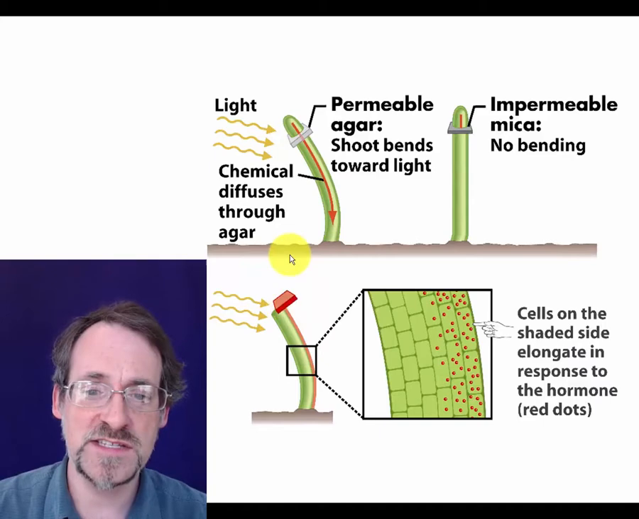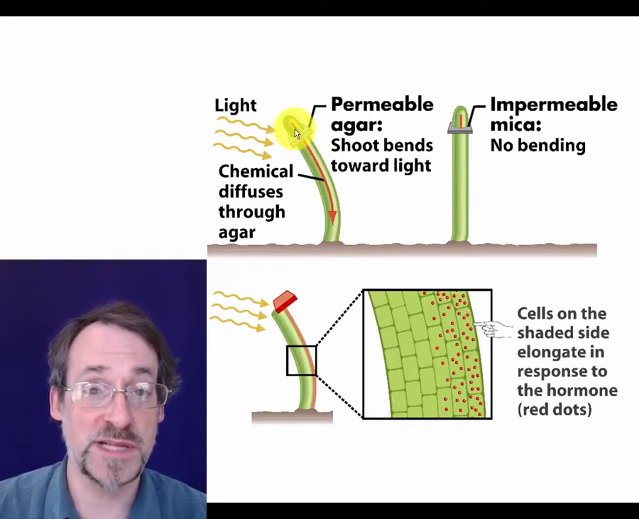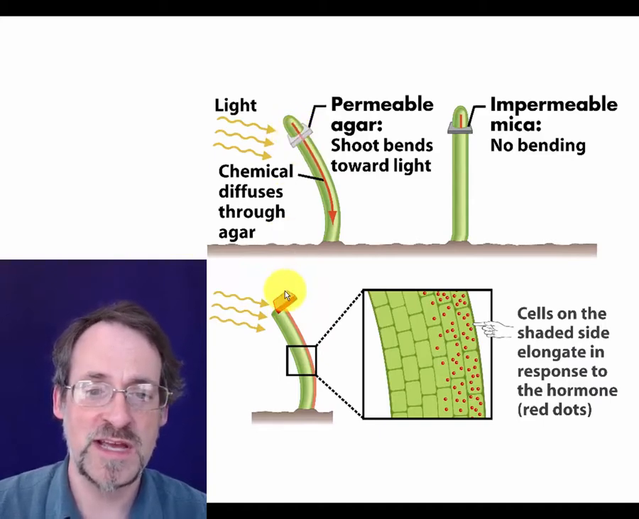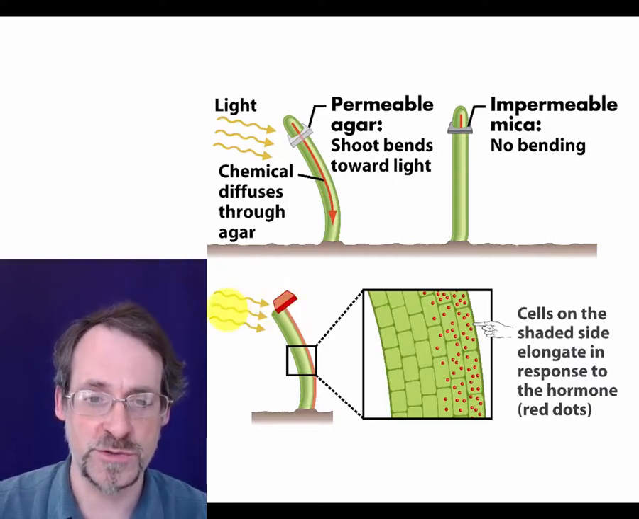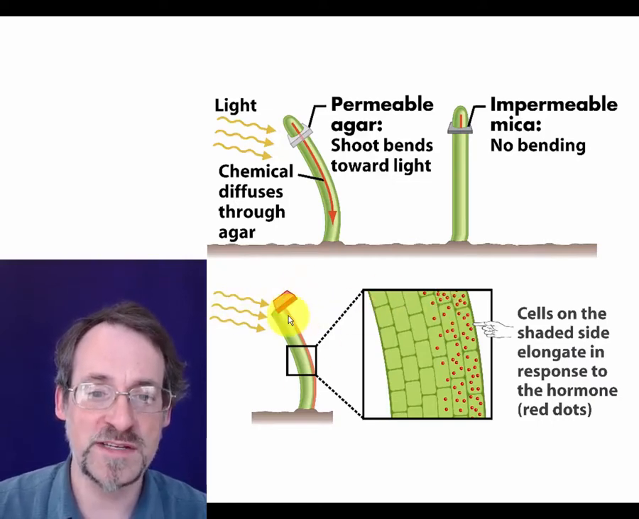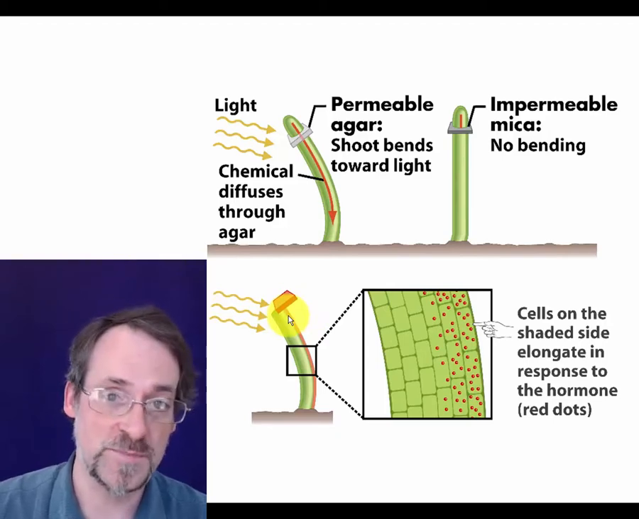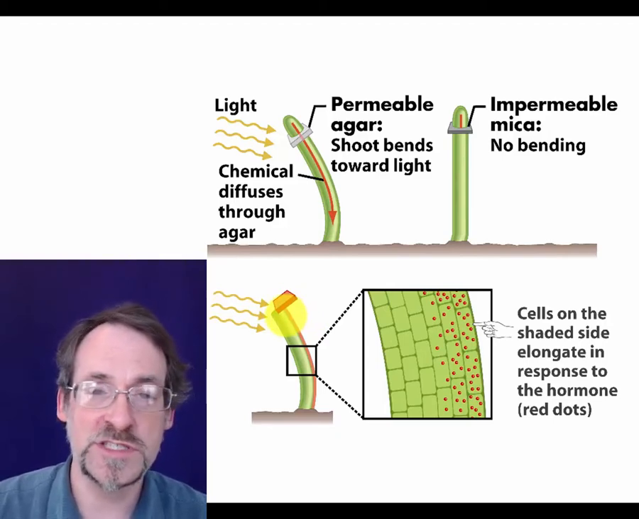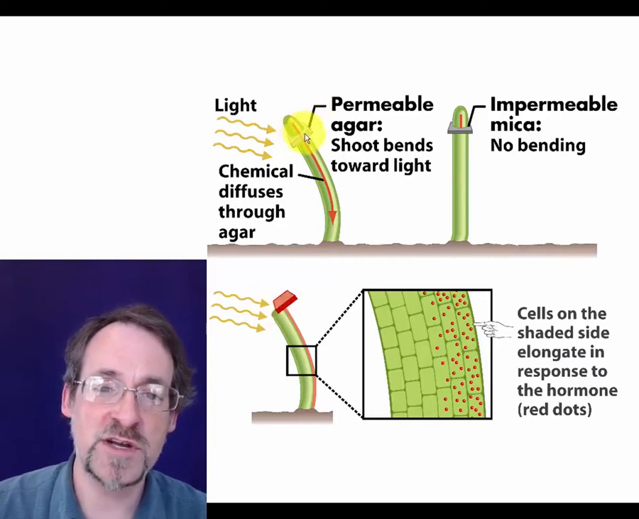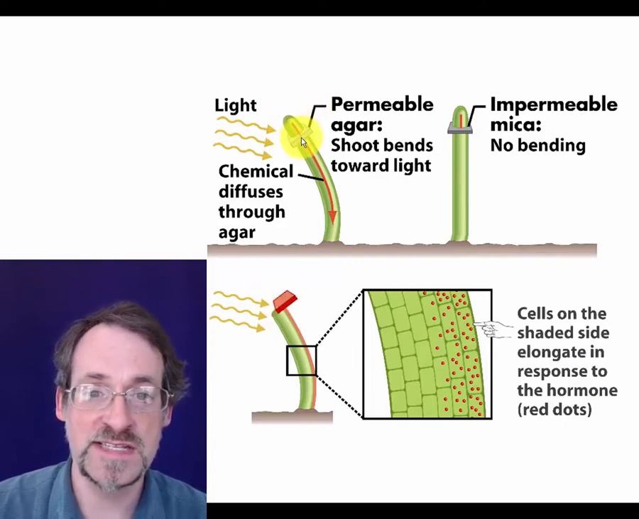If you take the piece of agar out of this plant tip after you've done this experiment, and you touch it to the severed side of a different plant shoot, that plant shoot will bend away from that piece of agar. Scientists who originally did these experiments figured out that it's because some water-soluble compound is getting into the agar, and when you take that water-soluble compound and apply it to one side of a plant, it causes the cells on that side to elongate.